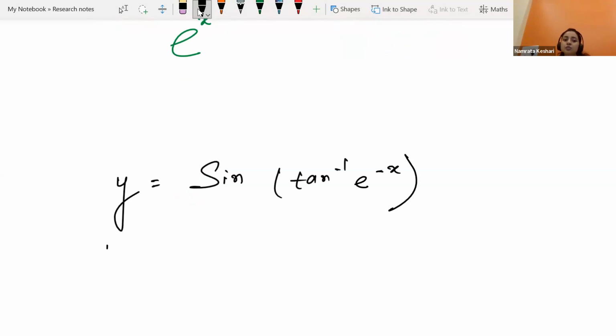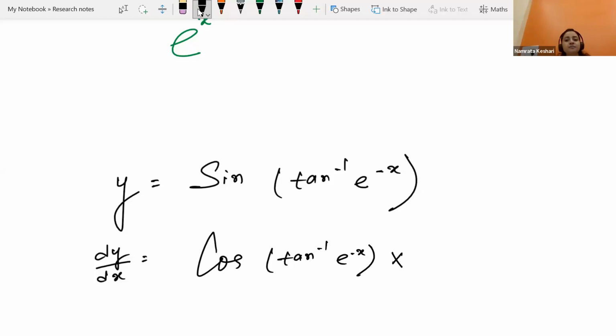So dy over dx will be what, Fatima? Cos of tan inverse e raised to the power minus x. Perfect. Then the derivative of tan inverse, which is 1 by 1 plus x square. Here x is this, right? Yes.